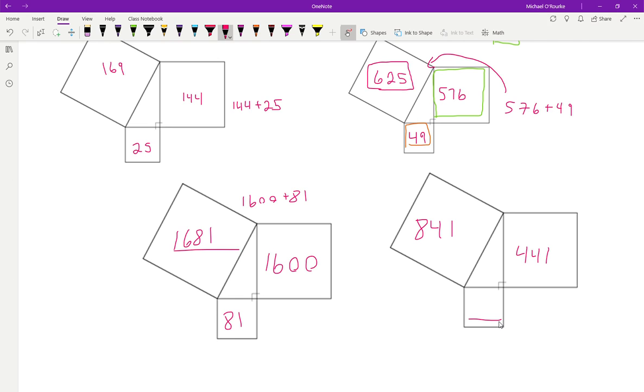No, Dylan. Yeah, Dylan, where'd that come from? Just add the two numbers together. I think you multiplied them, Dylan. Was that 1600 times 81? Yeah, you multiplied them together to get that number.